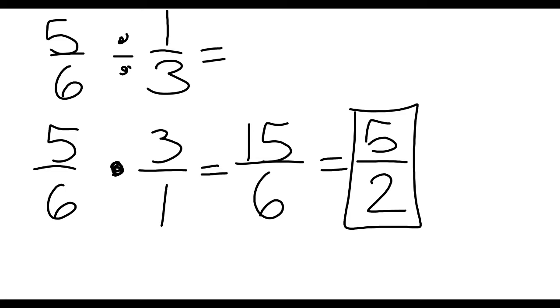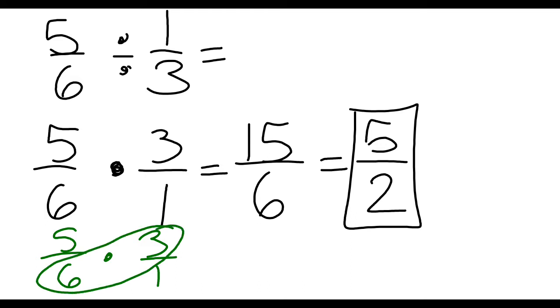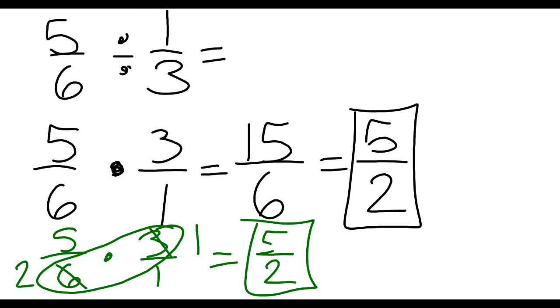Or we could have also, back here, once we got it written down by inverting and multiplying, we could have said, oh, 6 and 3. Hey, 6 and 3 can both be divided by 3. This becomes a 1. This becomes a 2. 5 times 1 is 5. 2 times 1 is 2. And then you still would have ended up with the same answer of 5/2.